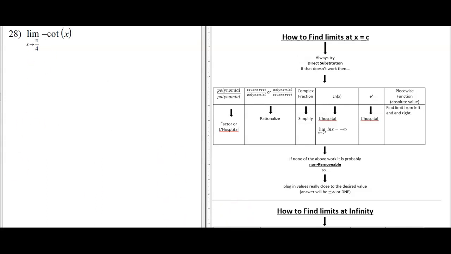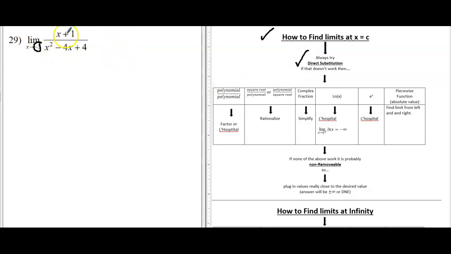Most problems, direct substitution is not going to work, but it's a good place to start. Let's go ahead and move on to number 2, or 29, I mean. So I'm approaching a number, so once again, we're finding a limit at c rather than infinity. And we're going to try direct substitution first, so here we go.